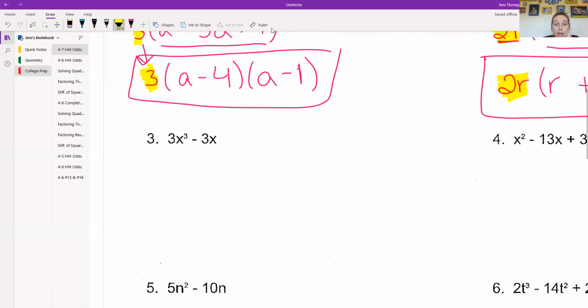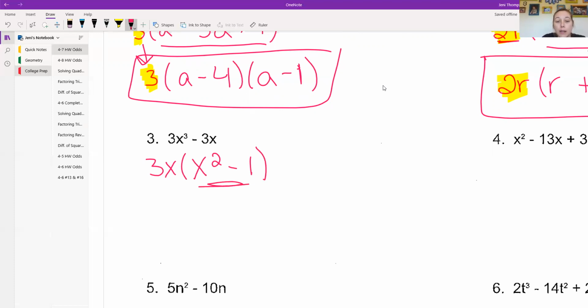Let's take a look at number 3. Number 3 is pretty basic because we're just going to be taking a greatest common factor out. I'll show you what I mean. Look, we can take a 3x out of both of these, right? 3x. We take a 3x out of our first term, it leaves us with x squared. Take a 3x out of our second term, it leaves us with a 1.